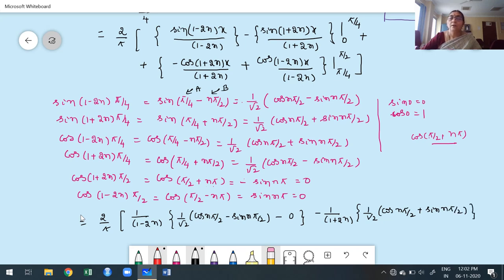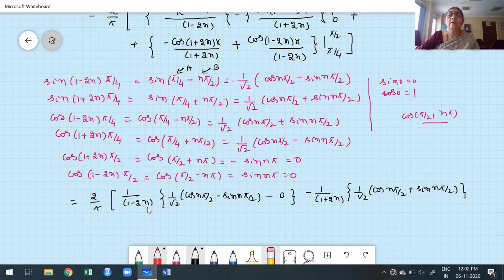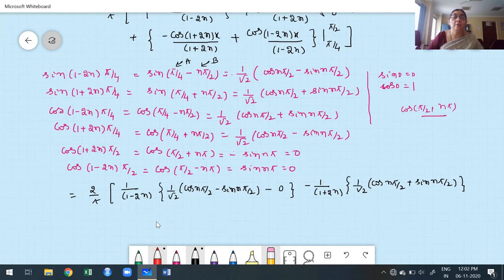Okay. This is for 0 to pi by 4, for both terms. Move to pi by 4 to pi by 2. Now, while writing the third term, minus, plus into minus is minus 1 by 1 minus 2n. It's a constant. Apply the upper limit. What is the upper limit? Pi by 2. Cos of 1 plus 2n into pi by 2. What we get? 0. Minus lower limit.